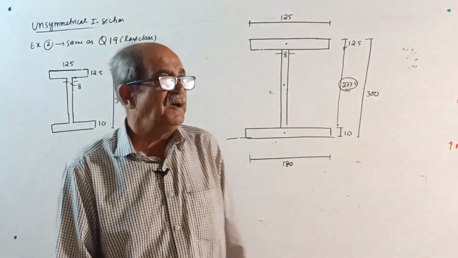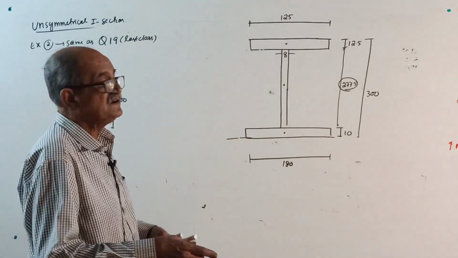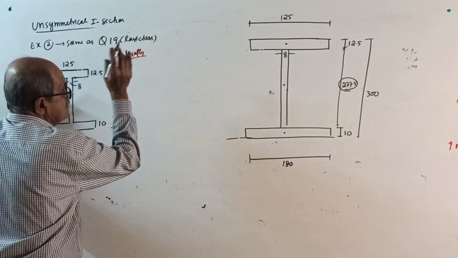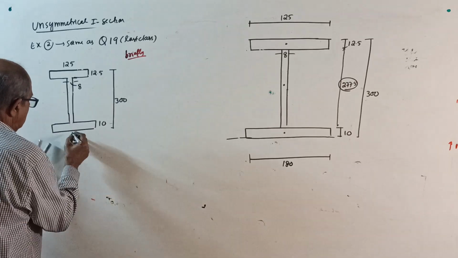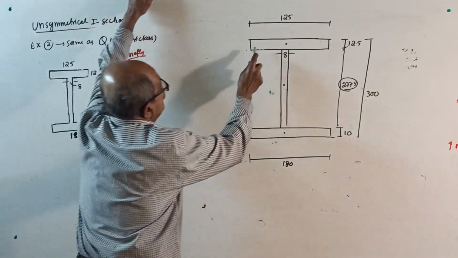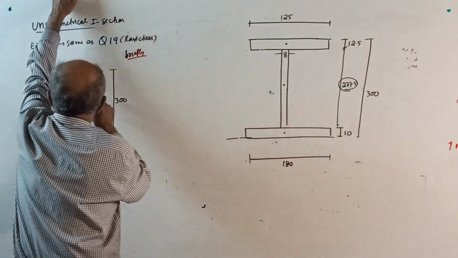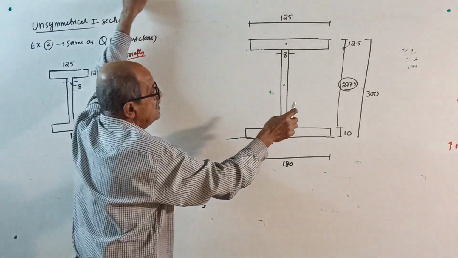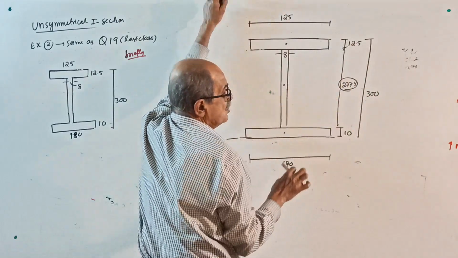Now, example 2, so that you get more practice. This is the same as question 19 last time, but this time I will explain briefly. See, this is 180, dimension given. This is the given question. So start. 125 by 12.5, 180 by 10, thickness 8. This time total 300 is given. Therefore, this depth is 300 minus the sum of these two. You get the answer. Okay, over.